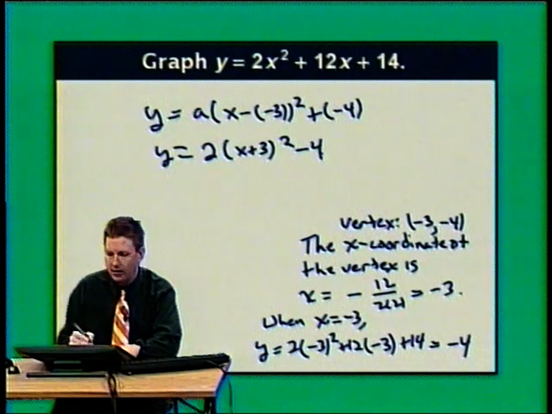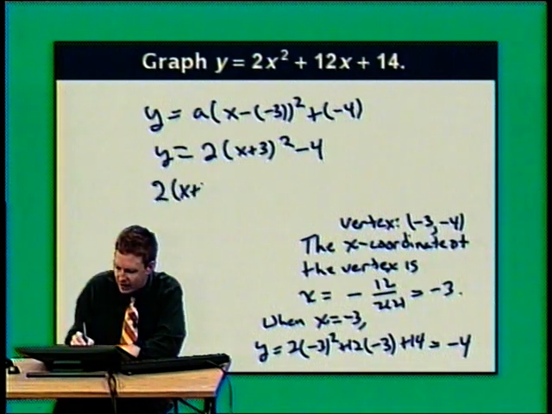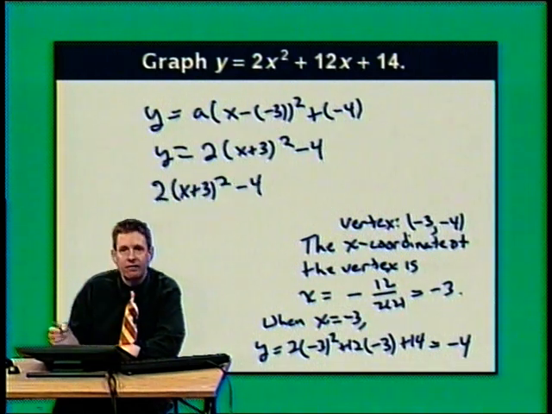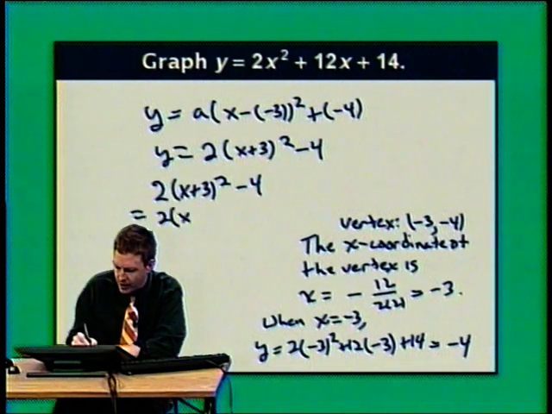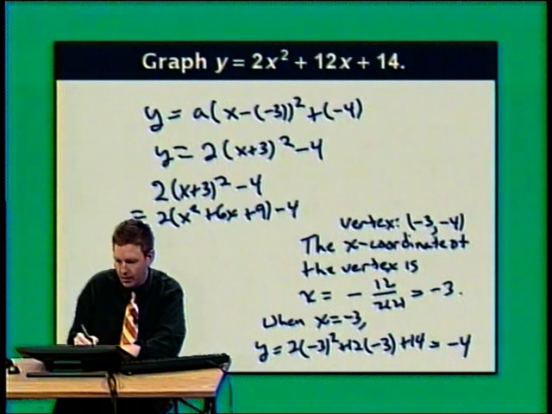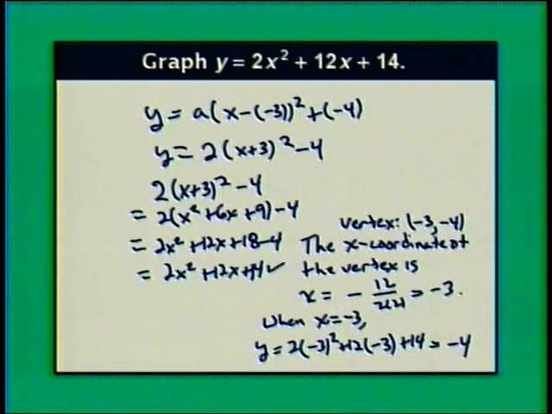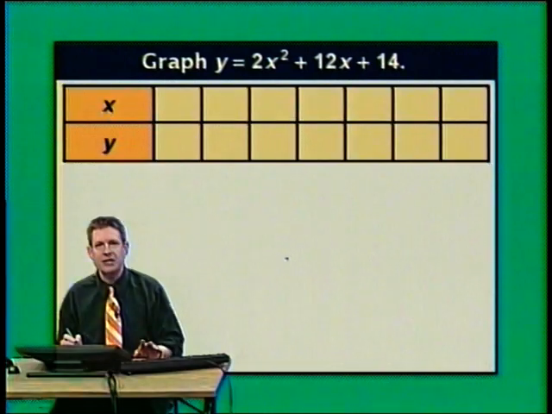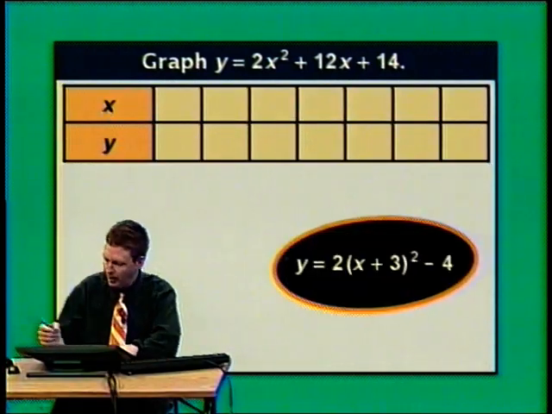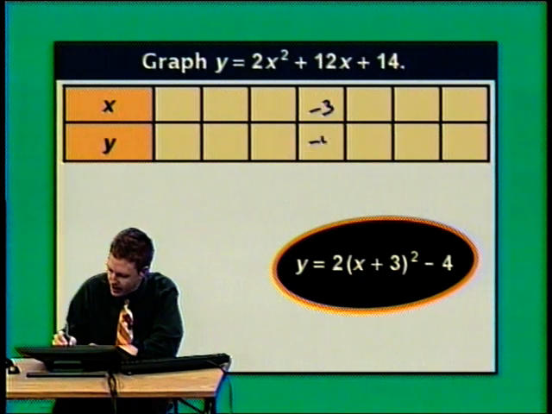But I better check. When I take 2 times (x plus 3) quantity squared minus 4, I get 2 times (x squared plus 6x plus 9) minus 4. So that's 2x squared plus 12x plus 18 minus 4, which is 2x squared plus 12x plus 14, which is my given equation. So my graphing form's correct. Here's my table. Here's my graphing form. The vertex is (-3, -4).